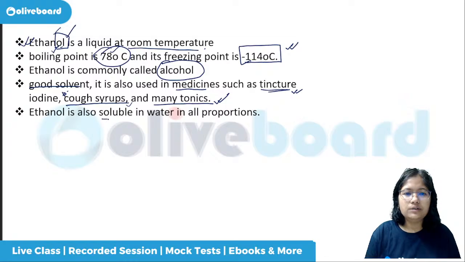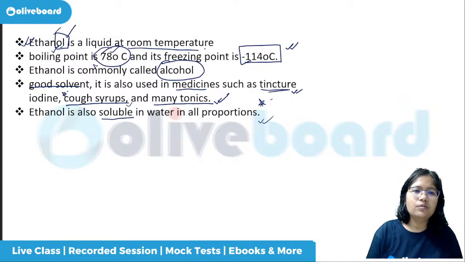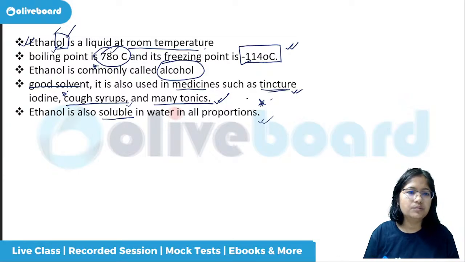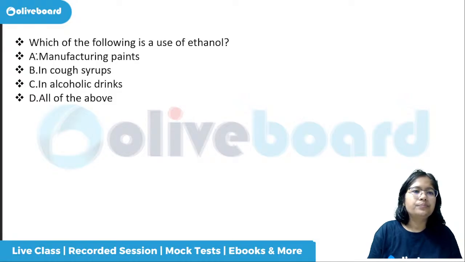Ethanol is also soluble in water in all proportions. In any proportion, it is soluble in water. Now, since this has been focused on in the standard books, in NCERT, it is important to remember that for ethanol, the boiling point is very low. It is 78 degrees Celsius. All right. And it is commonly known as what? Commonly known as alcohol.